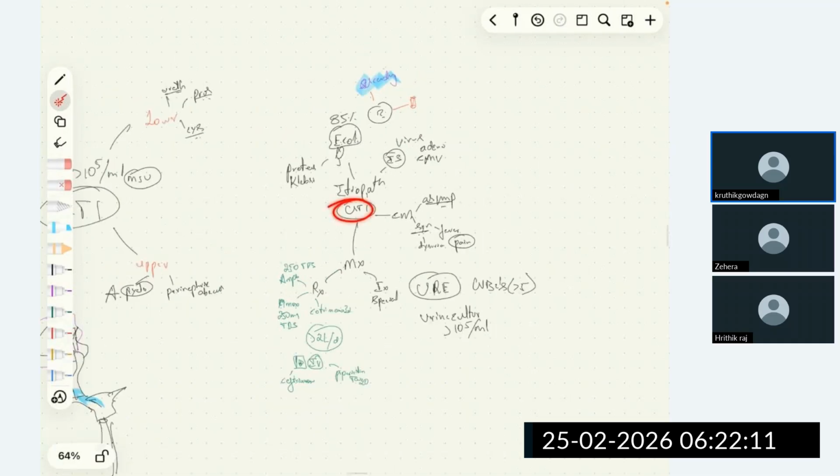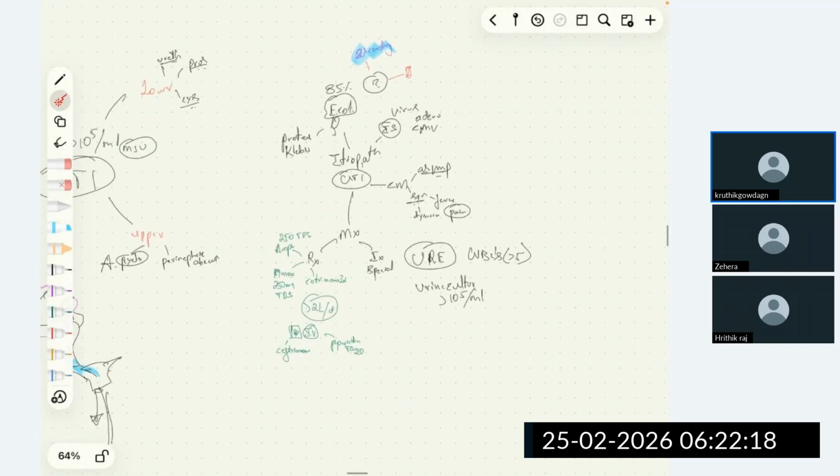Investigations of UTI, the routine ones and special ones. The routine ones are urine routine examination, where we see WBC more than 5, and urine culture with more than 10 to the power of 5 per ml organisms. And also the special investigations: we can do intravenous urogram, CT scan of kidney, ultrasound of kidney, and you can do urinary biomarkers. Now, how to treat these patients?